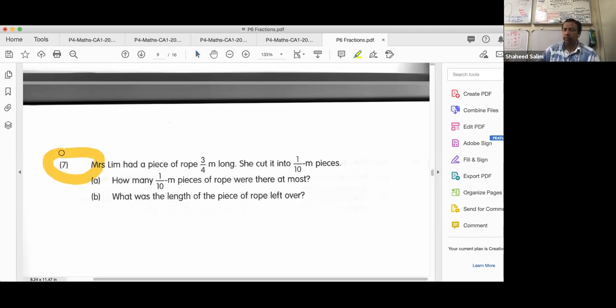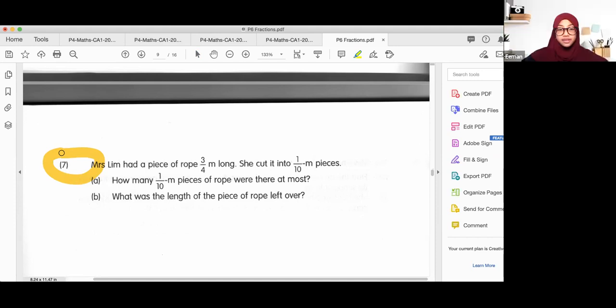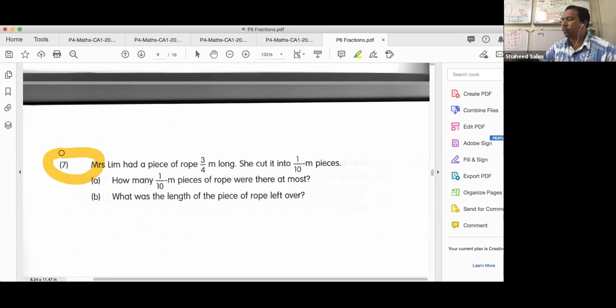What about B? What about Iman? A? Seven whole 1 over 2. Okay, but you see the question, both of you are giving me 7 1 over 2, but they ask you how many pieces are there? So you cannot have 7.5 pieces.